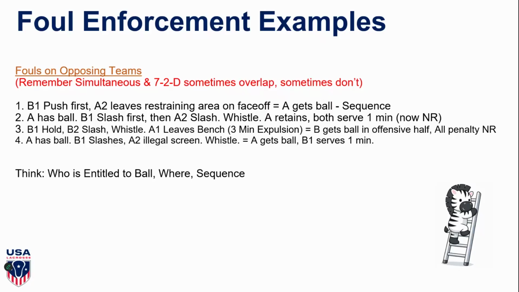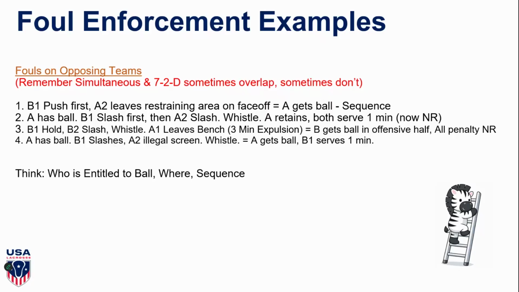Now, because of 7-2D, from whistle to live ball, and we haven't gotten to the next live ball whistle now, the greatest common penalty time is 1 minute. Now both fouls are non-releasable because of 7-2D. That occurred.